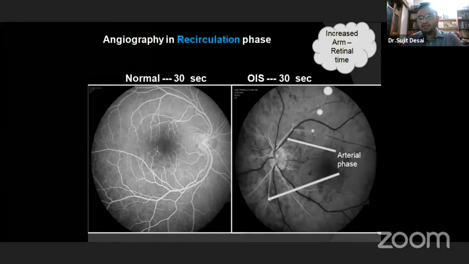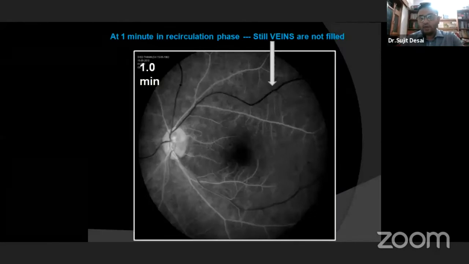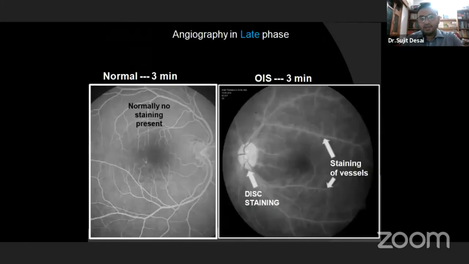At 30 seconds in the recirculation phase, where most of the vessels are completely filled up, just the arterial phase has begun here, which also shows there is an increased arm retinal time. At 1 minute in the recirculation phase, in this case the veins are still not filled; just the early venous phase has started. And at 3 minutes, when normally you don't see staining of anything, here the disc and the vessels have all completely stained up.